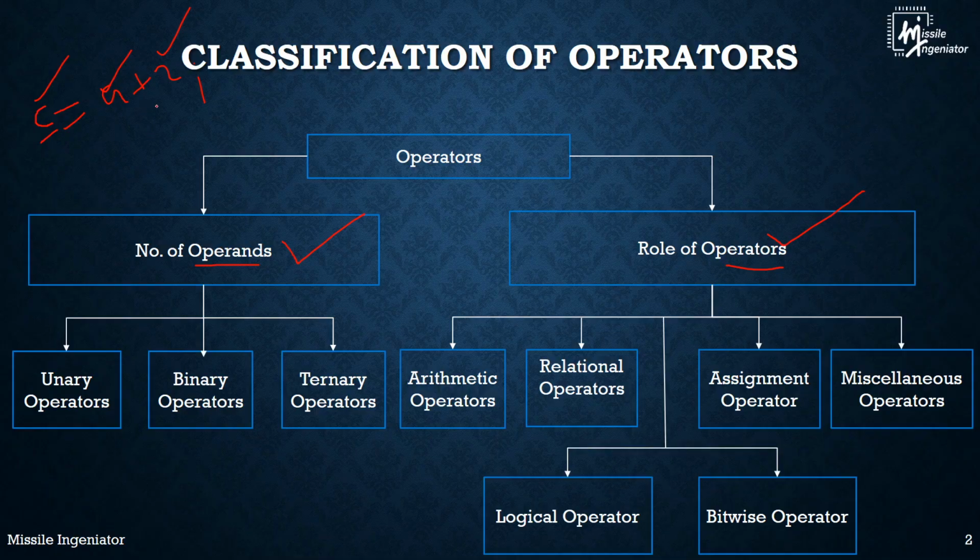So based upon the number of operands, we classify the operators. Here we have three operands, so we should have two operators: equal to and plus. Equal to is the assignment operator, and plus represents the arithmetic operator. Based upon the number of operands in an expression, operators are classified into three types: unary, binary, and ternary.